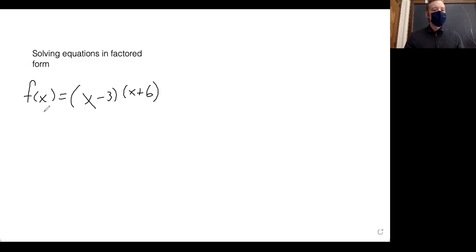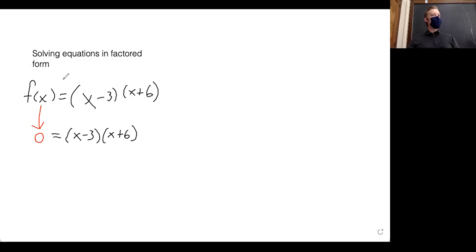So with this one, what we want to do first off is we need to change this f of x to 0, because if we're solving for the x-intercepts, we know that from those 2 points that we see right here, the y value for those is 0. So this f of x needs to change to 0 here. But the rest of the equation will stay the same. We're still going to have this x minus 3. And we're still going to have this x plus 6.